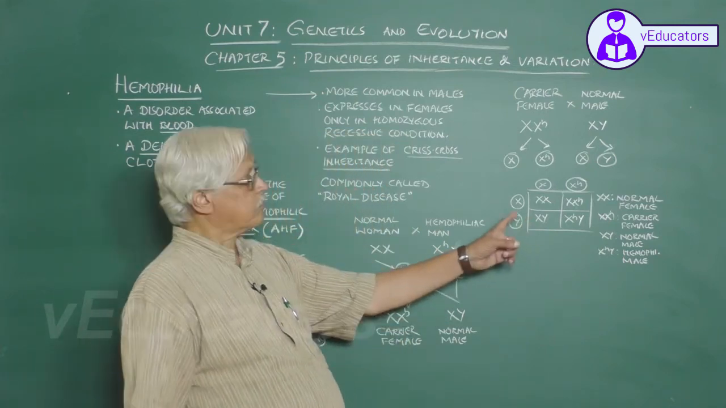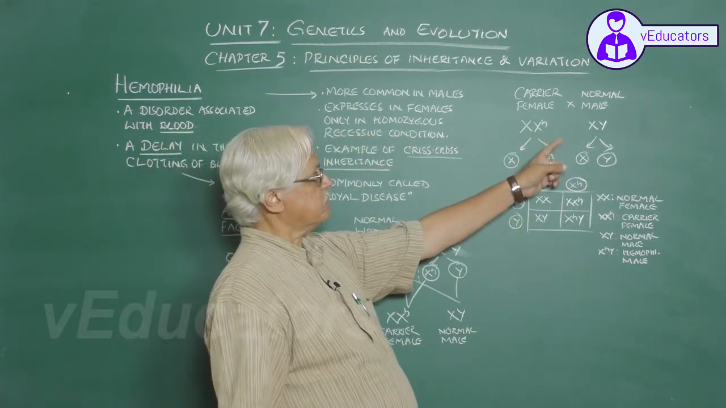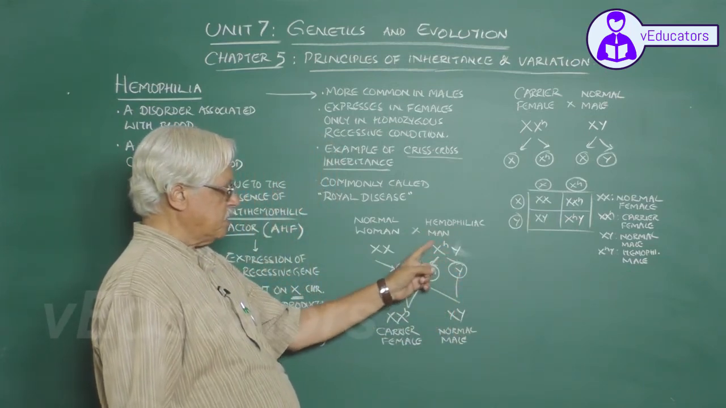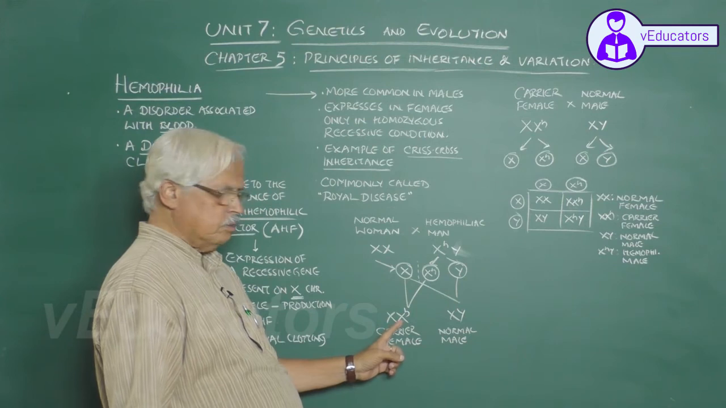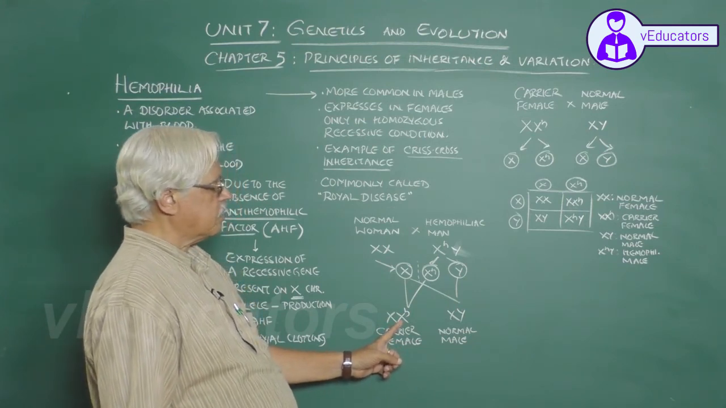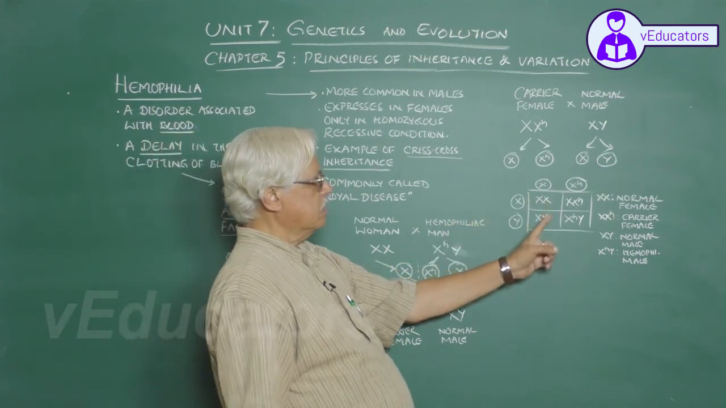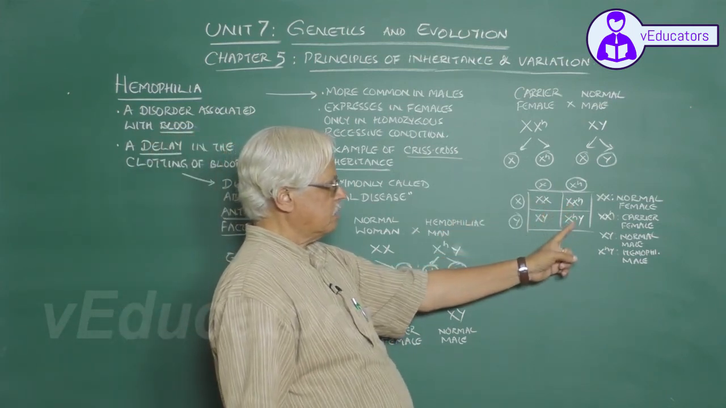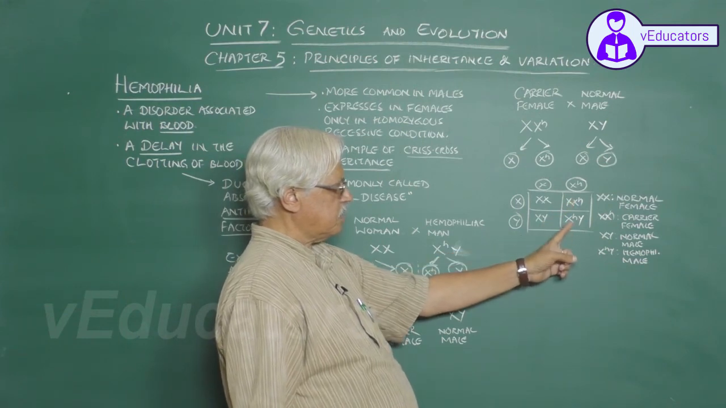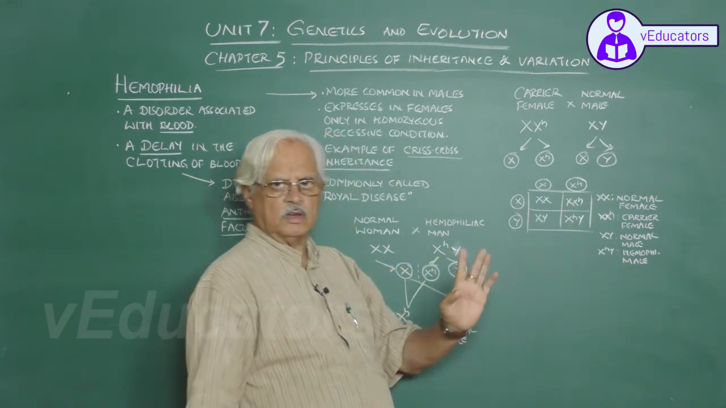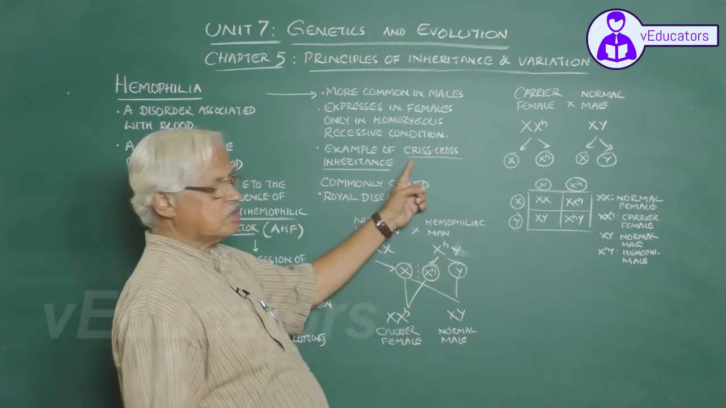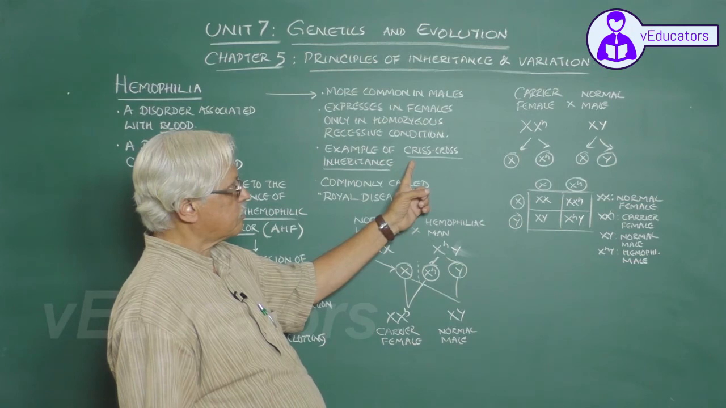So again you can see the gene responsible for hemophilia was present in the father. From the father it has been passed on to his daughter. From the daughter it may come to her daughter or her son. In the daughter it does not express, but in the son it expresses. So again it is an example of crisscross inheritance.